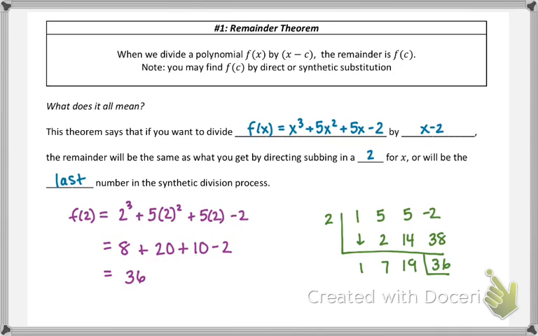And so we can verify that according to the remainder theorem, f of 2 is 36, and when I divide the function f of x by my factor x minus 2, the remainder is also 36. So they are the same.